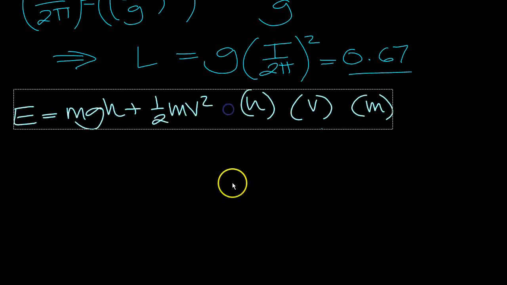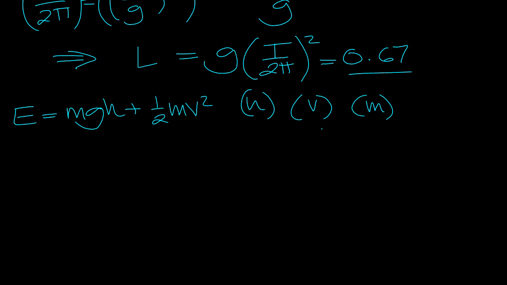So we need to rearrange for h, v and m. Okay, good. So rearranging for h, let's move this half mv squared over. So E minus half mv squared will equal the mgh. I prefer to write it down from right to left, so I'm going to do that. So E minus this is equal to mgh, so mgh is equal to that then. And then move the mg from times on this side to divide on the other side to get h.